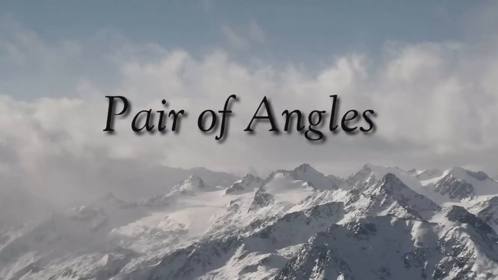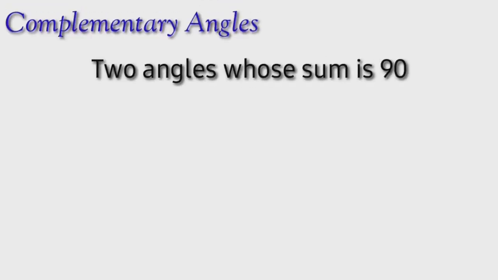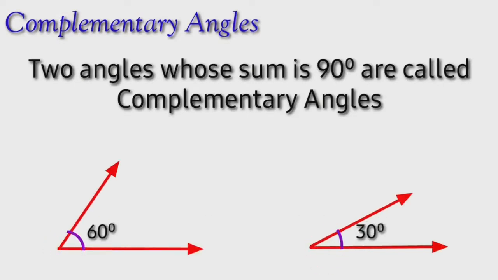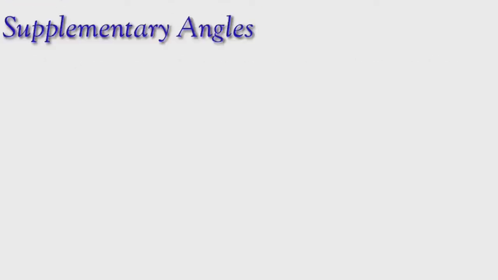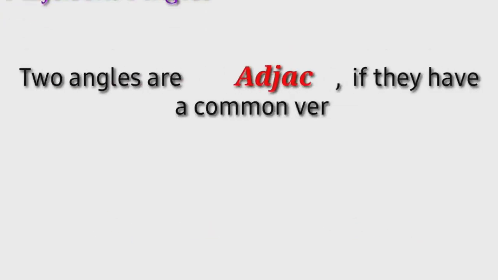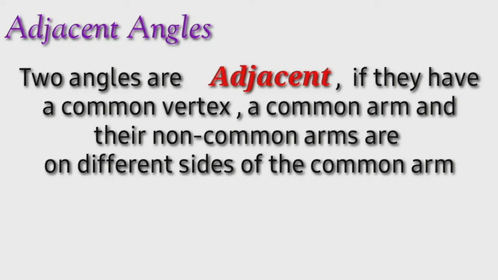In 8th standard, you have studied about some pairs of angles. Can you remember, children? One is complementary angle. If the sum of two angles is 90 degree, they are complementary angles. If the sum of two angles is 180 degree, we are calling the angles as supplementary angles. Another important pair of angles, adjacent angles.